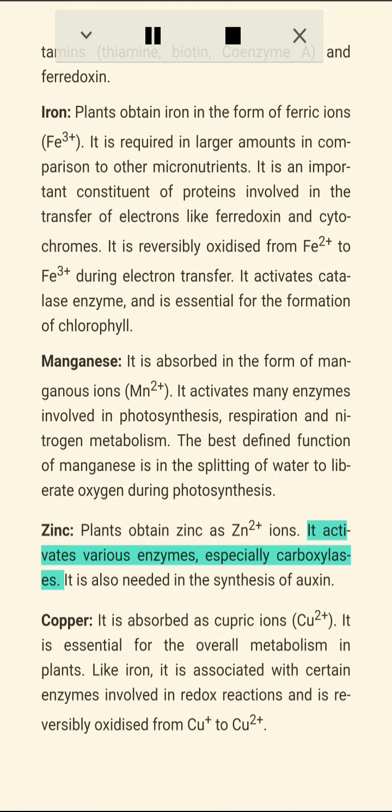Zinc. Plants obtain zinc as Zn2+ ions. It activates various enzymes, especially carboxylases. It is also needed in the synthesis of auxin.